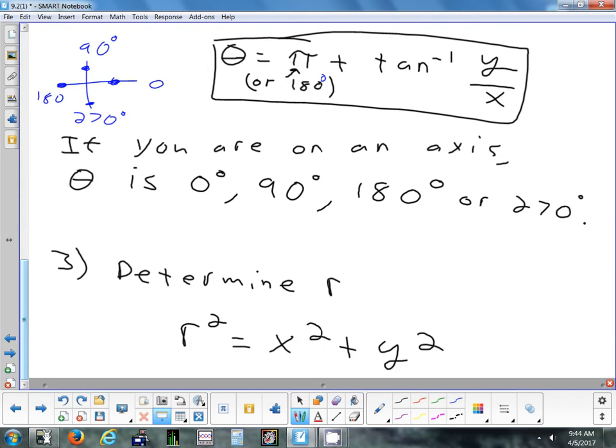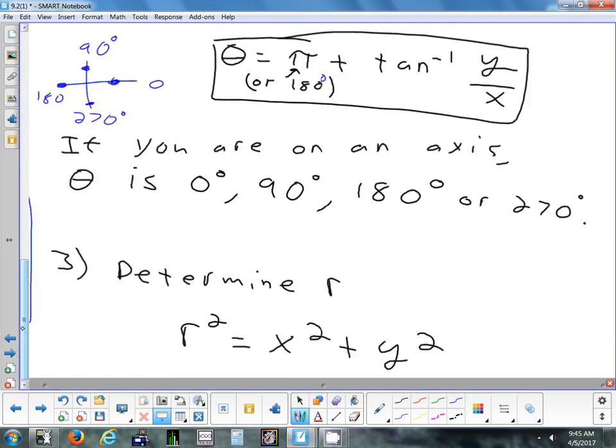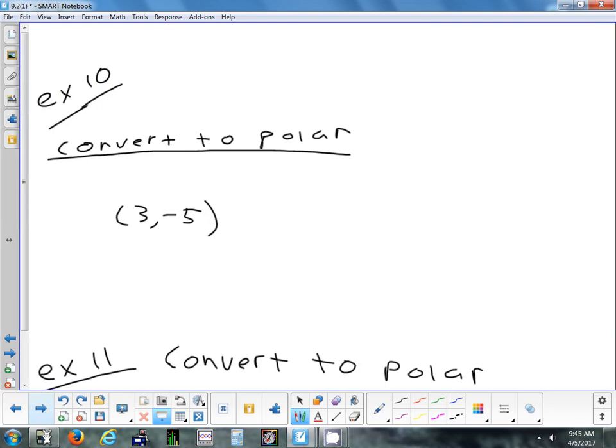And then the last step is to find your radius. Okay? And that you just use the Pythagorean theorem. That's what we wrote up above. And that formula is the same no matter what quadrant you're in. R squared equals x squared plus y squared. All right, so let's see if we can convert that point to polar.